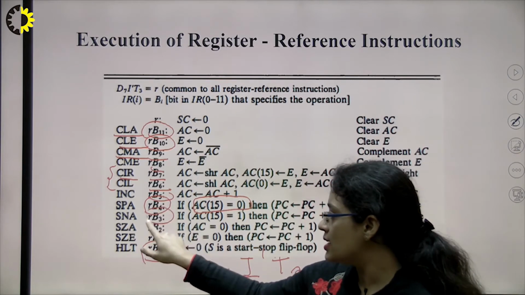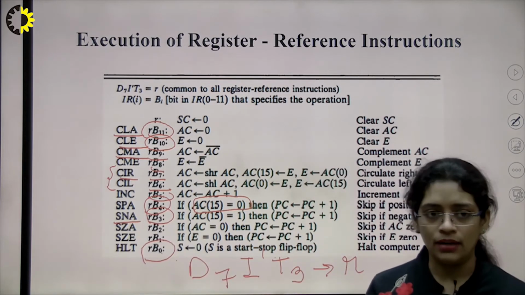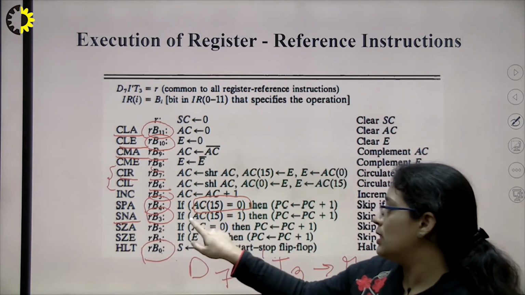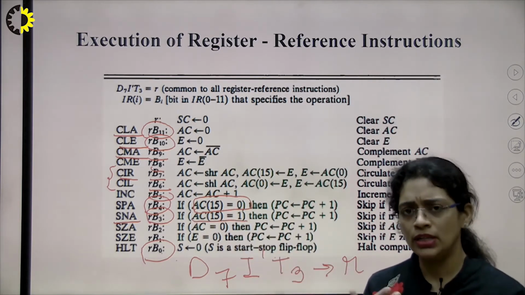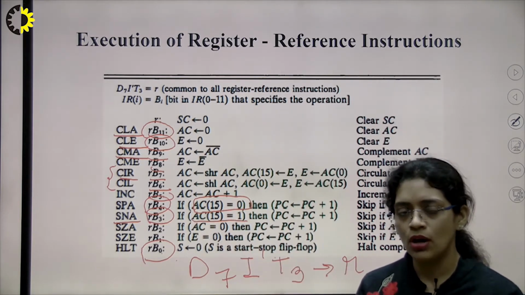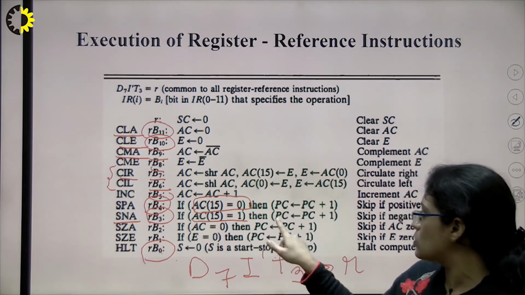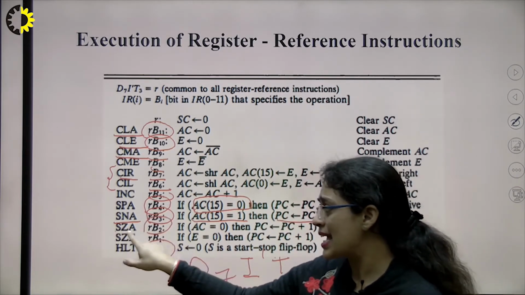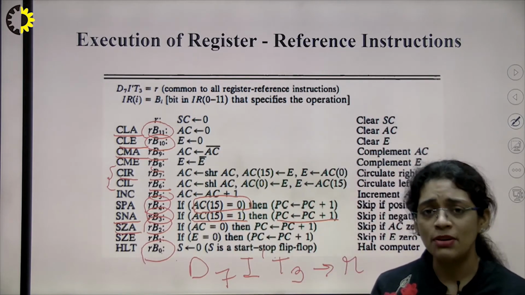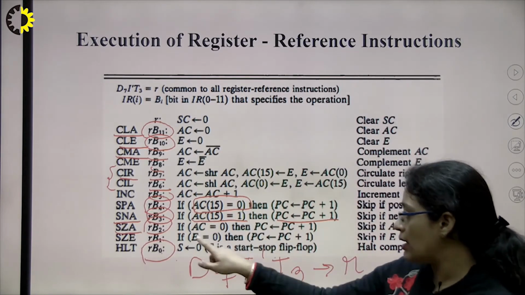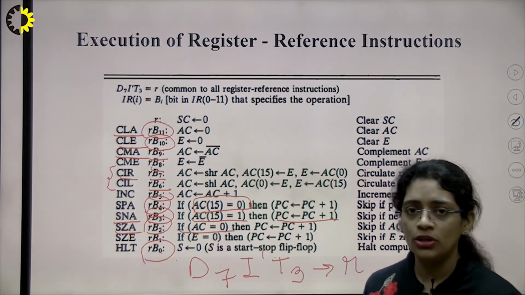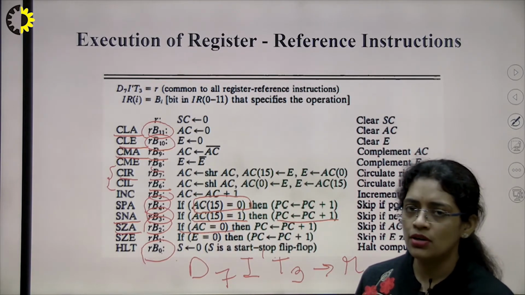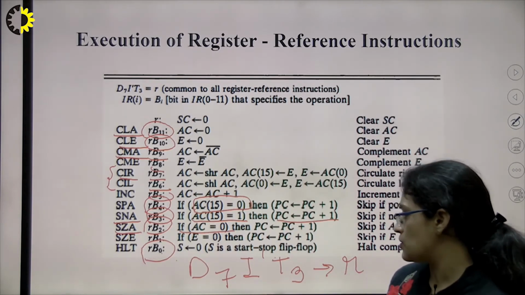Next, B3 is for skip if negative. So we are going to check again the 15th bit of the accumulator. If it is 1, we will skip this instruction and move to the next instruction, so PC is incremented. Now B2 says SZA, skip if accumulator is 0. Again we'll check if the value of the accumulator is 0, we'll skip this instruction and move to the next instruction.